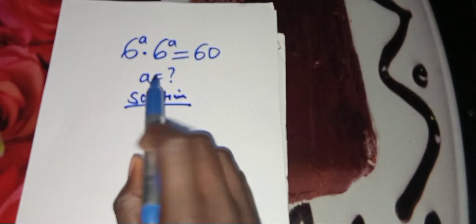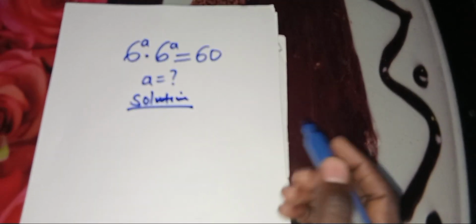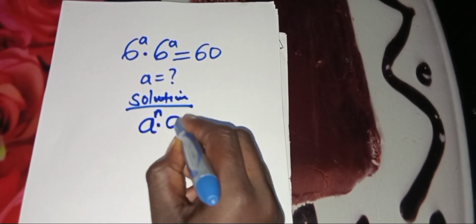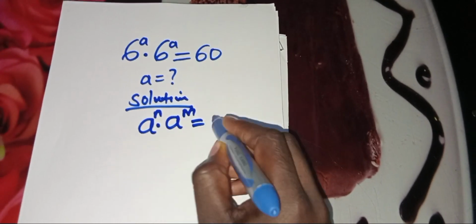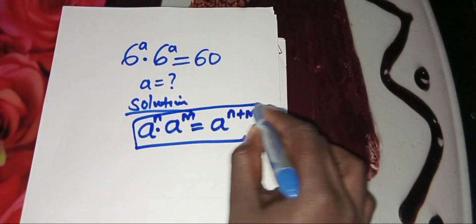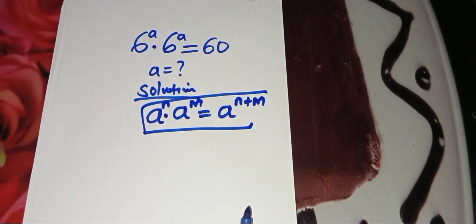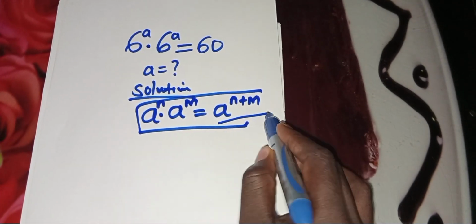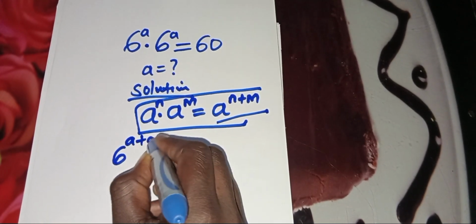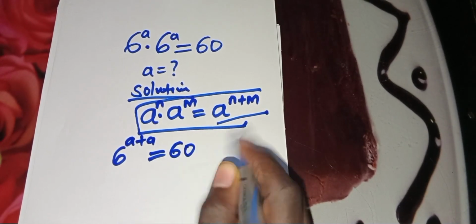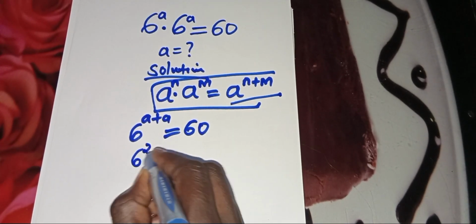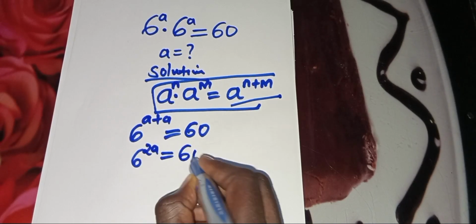we have that 6 raised to power a multiplying by 6 raised to power a is in the form of a raised to power n multiplying by a raised to power m, which is equal to a raised to power n plus m. So this is in that form, so we can convert it so that we're going to have 6 raised to power a plus a. This is equal to 60. So now we're going to have 6 raised to power 2a. This is equal to 60.